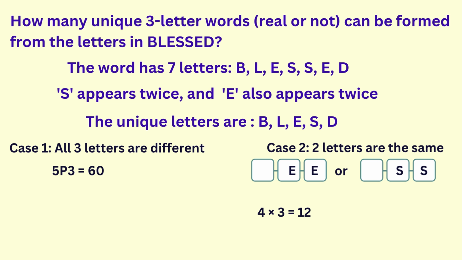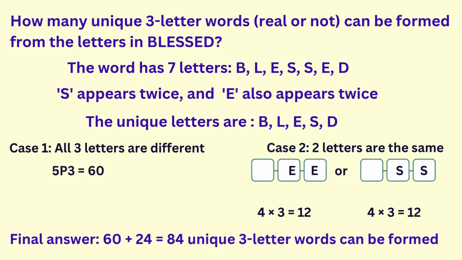The exact same logic can be used for the number of words that can be formed with 2 S's. Choose one letter from B, L, E, D, 4 options, and each gives 3 arrangements. So again, 4 times 3 equals 12. So total for case 2, 12 plus 12 equals 24. So we add up the cases to get our final answer. 60 plus 24 equals 84 unique 3-letter words can be formed from the letters in B, L, E, S, S, E, D. In the next video, we'll look at circular permutations.